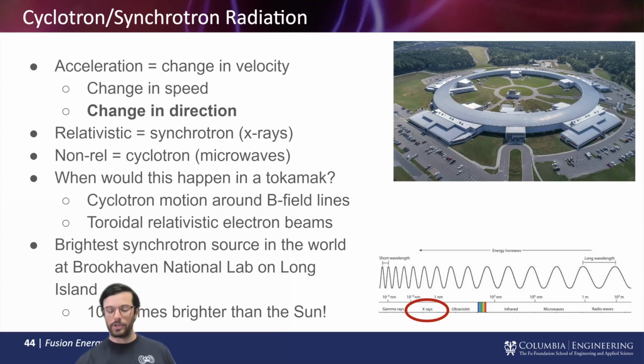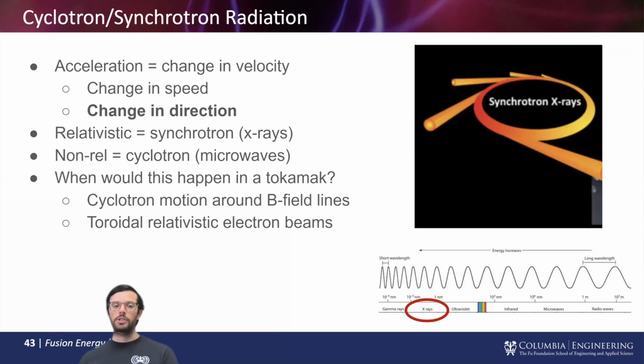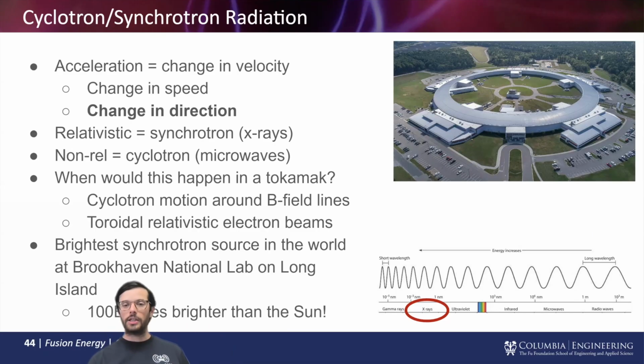I'll also mention that in the picture before, the light goes off tangentially. If I'm turning left, it goes straight as if I wasn't turning. So in our synchrotron, say it's going around counterclockwise, at all these stations there's a beam of light coming out tangentially, and you can use that for all sorts of different things. It's a useful source of super high energy X-rays. In the case of Brookhaven National Lab, it's 100 billion times brighter than the sun, which I thought was very interesting.